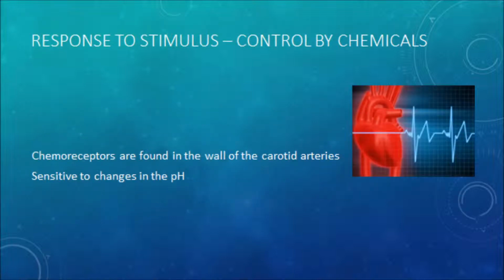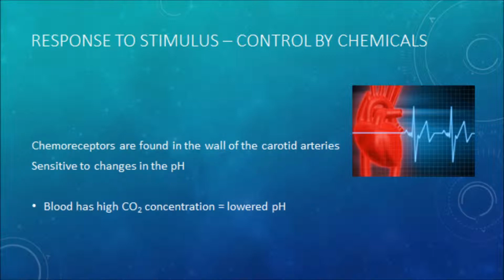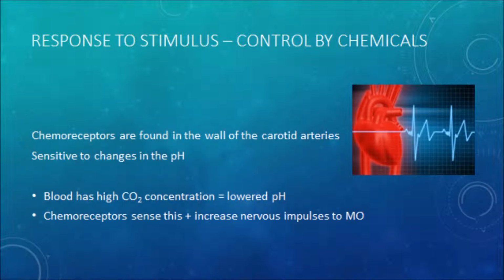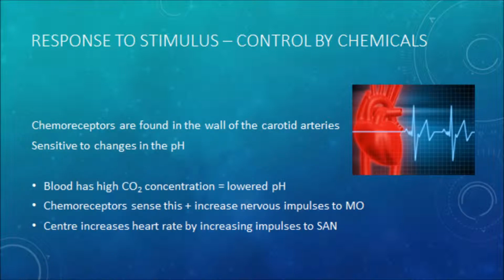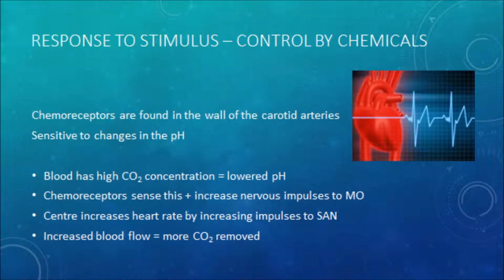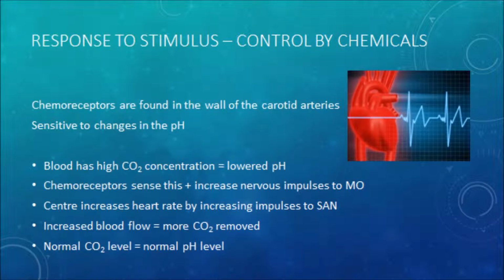Chemical receptors are found in the wall of the carotid arteries and are sensitive to changes in the pH of the blood. When the blood has a high carbon dioxide concentration, the pH lowers. This is sensed by the chemoreceptors, and they increase the number of impulses to the medulla oblongata. The sympathetic centre increases the heart rate by increasing impulses to the sinoatrial node. This increased blood flow removes the carbon dioxide from the bloodstream, which increases the pH.